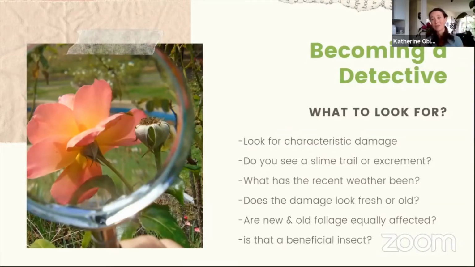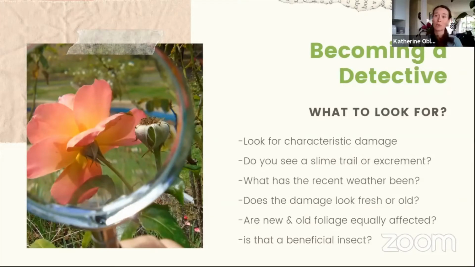One thing is characteristic damage. So if you see a big hole in your leaf, do you also see a slime trail leading away from that hole in your leaf? Or do you see little green pellets of excrement that are dropped on the leaf? That will give you clues as to who is actively feeding on your plant. Another question is, is it active?